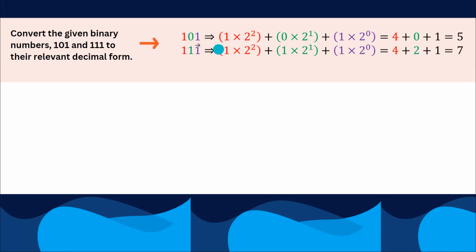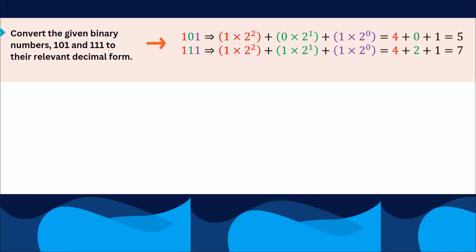So then you could expand this, or you could write this down as 1 times 2 to the power 0, 0 times 2 to the power 1, and 1 times 2 to the power 2. So this is how you would be converting this 101 to its decimal form. And then when you add them up together, you get 5. Then you apply the exact same procedure to this 111 and you get the result 7.